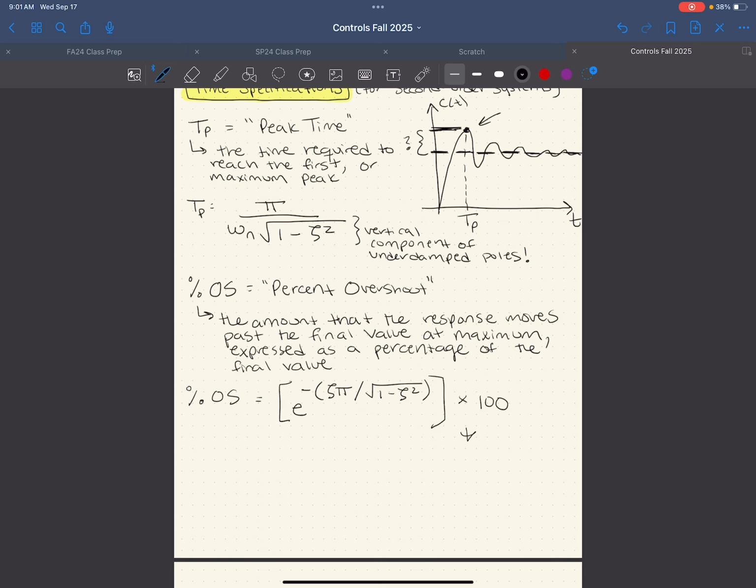One thing to notice is that this overshoot only depends on zeta. There's no omega n that appears in this. So you can set your omega n as whatever you want and still achieve a particular overshoot.